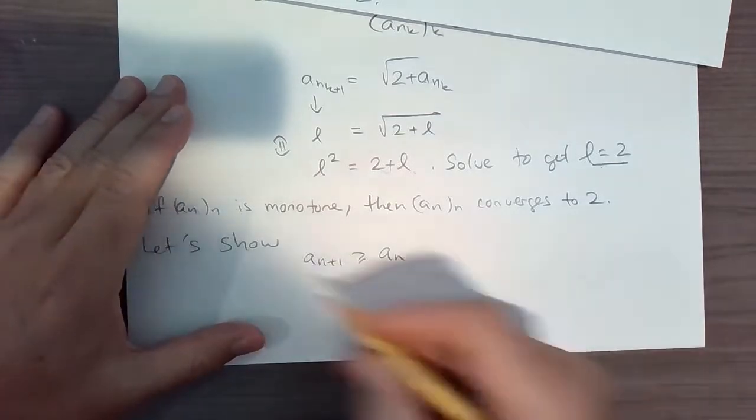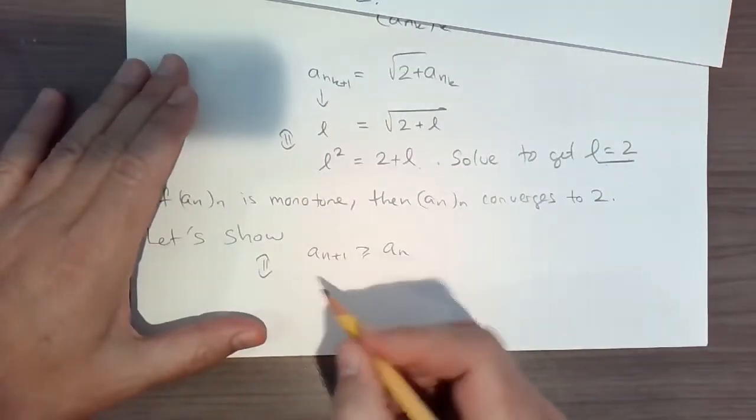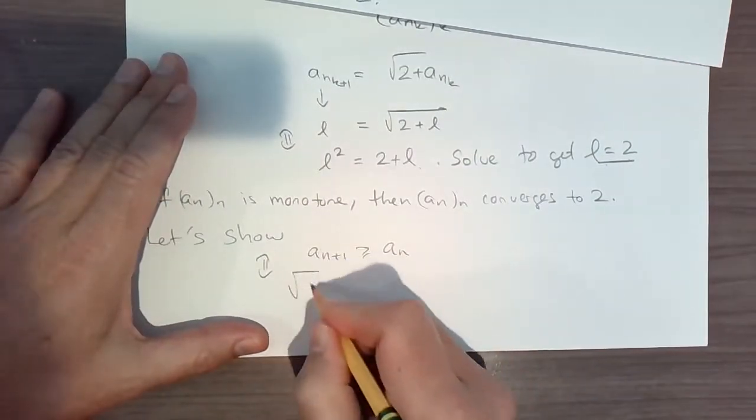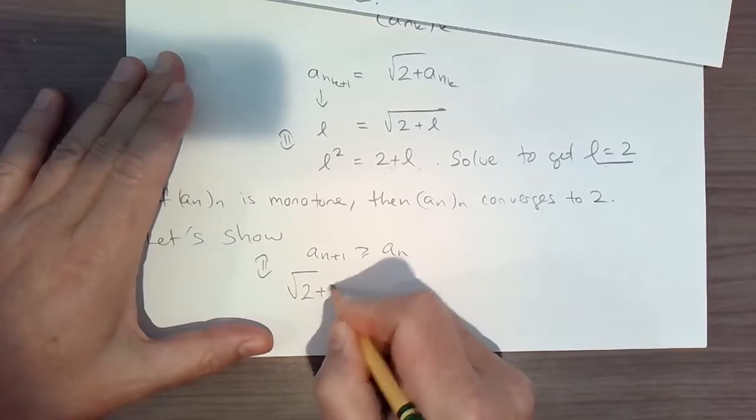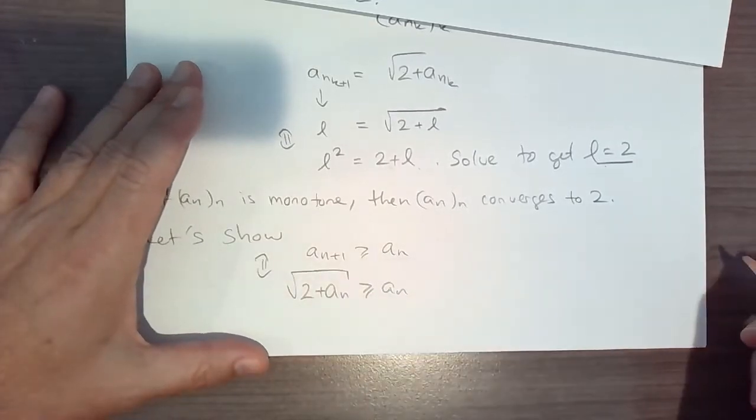And how would one go about doing it? Well, again, we will use the recursion. On the left-hand side, we will put in root of 2 plus a_n. But the claim is that this is bigger than a_n.